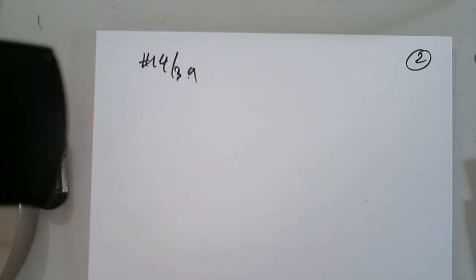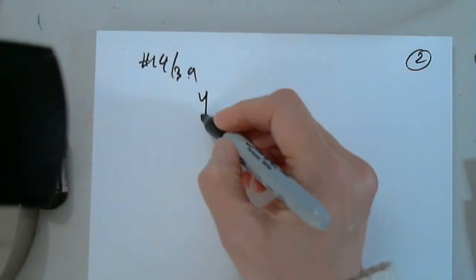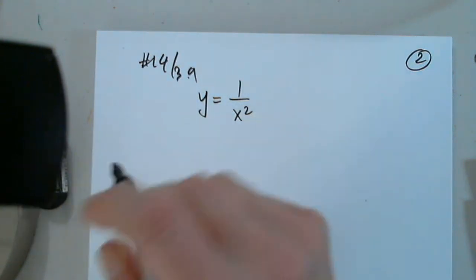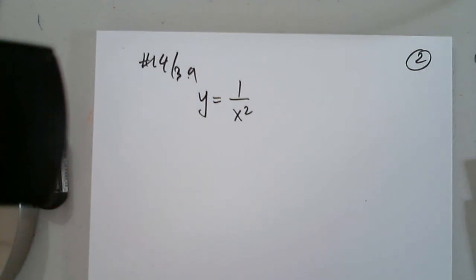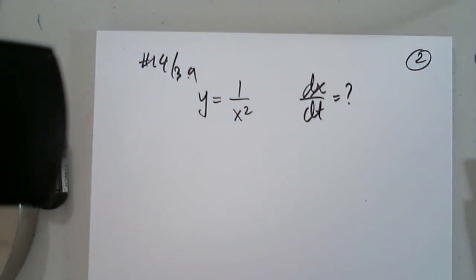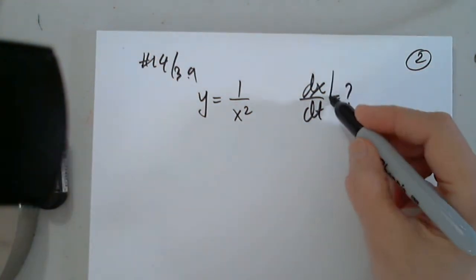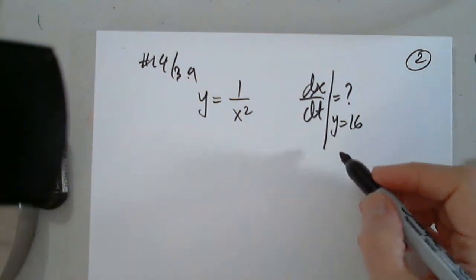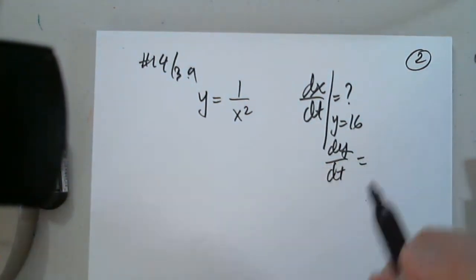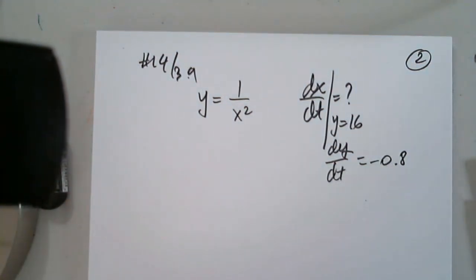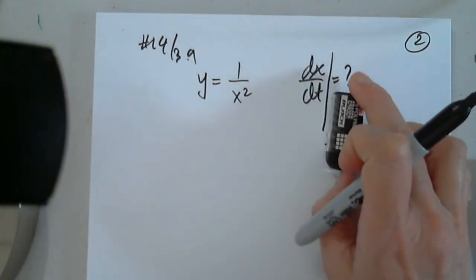Got it. So they're giving us that y equals 1 over x squared. Find dx over dt when y equals 16 and dy over dt equals negative 0.8. Is this the problem? Am I copying the correct one? Yes. Okay, perfect.